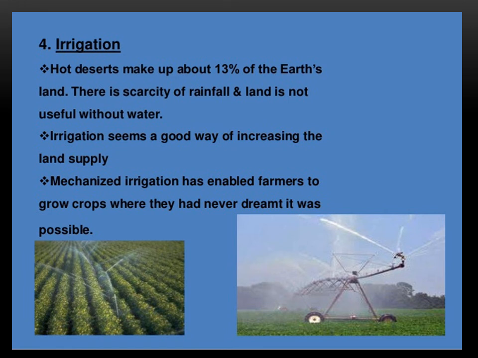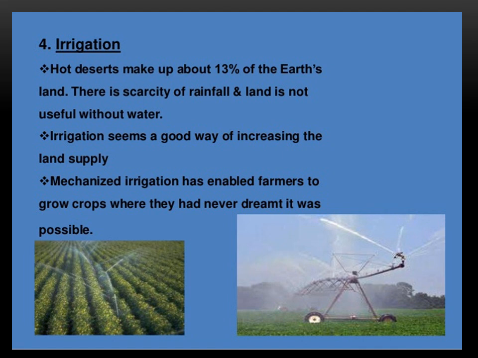So with irrigation and with the provision of water, they can support settlements and cultivation. So even the area which is a hot desert, we can make able for settlements and even for cultivation through the supply of water, through the provision of water, which is irrigation. However, with a growing population and more pressure on land for food production and other uses, irrigation seems a good way of increasing the land supply.